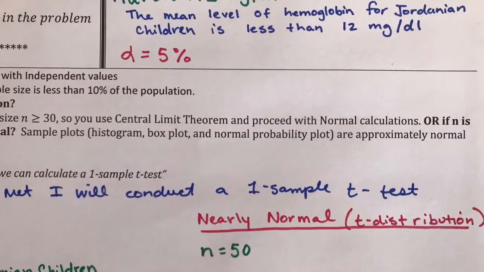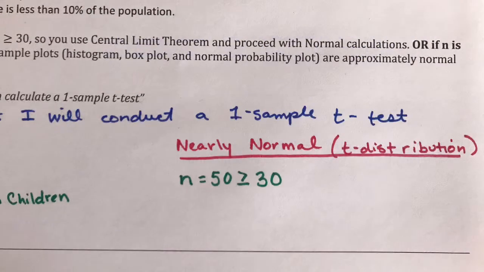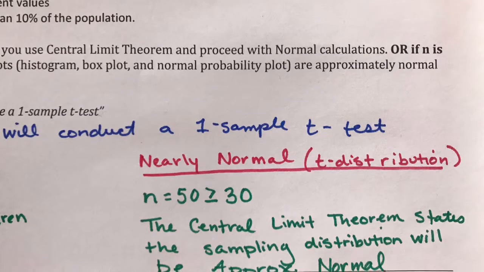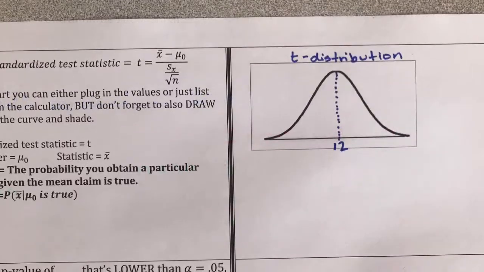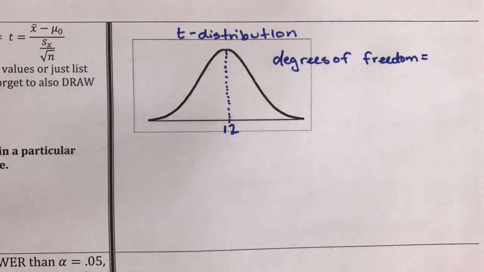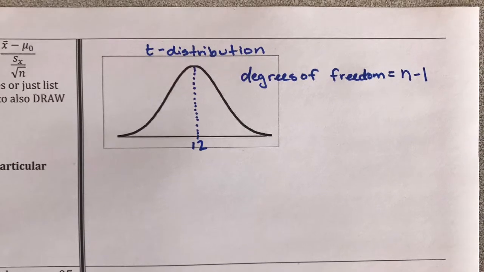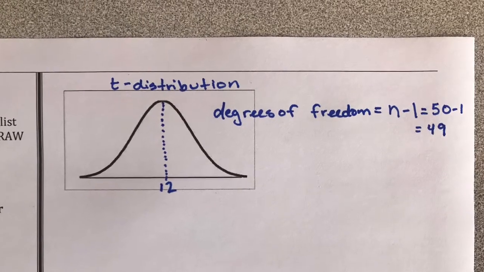And then to check that there's a nearly normal or a t-distribution, we're going to use the central limit theorem here. Our sample size is greater than or equal to 30, so the central limit theorem says that we can use an approximately normal curve. Moving on to the do portion. So we're going to be working on a t-distribution, and we're working under the assumption that mu is 12. Our degrees of freedom is n minus 1. So if we take 50 and subtract 1, we're working with the degrees of freedom 49. You need to write that on your paper on an FRQ.